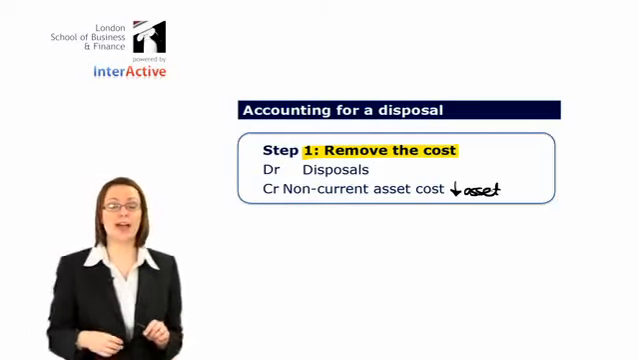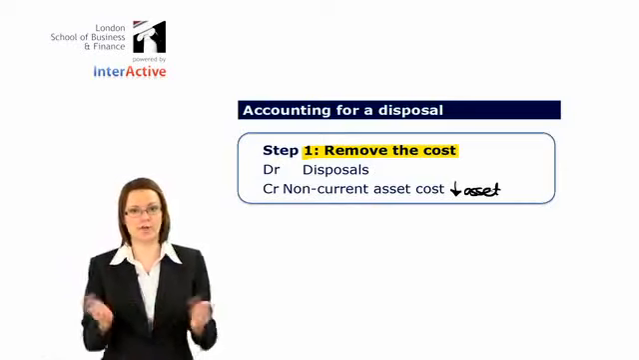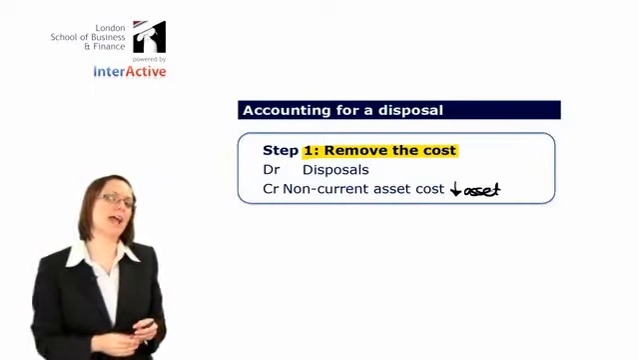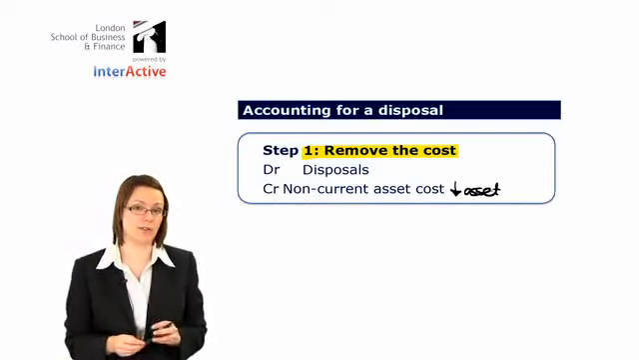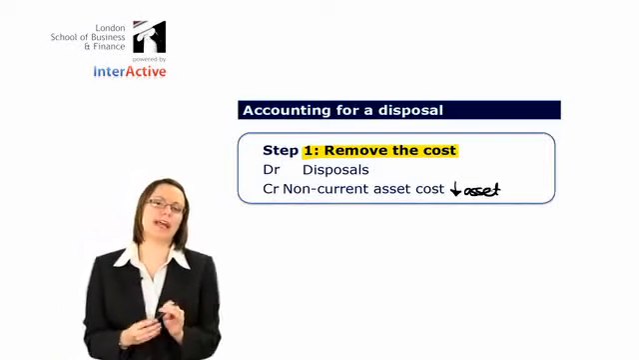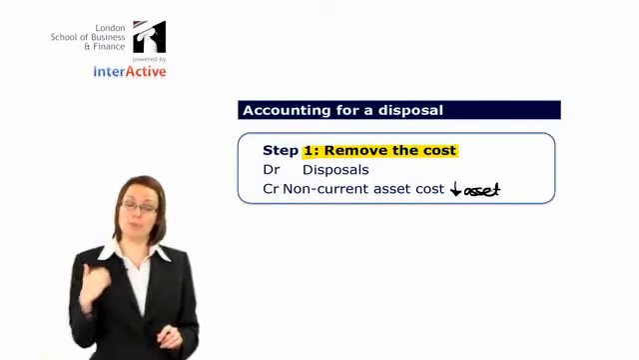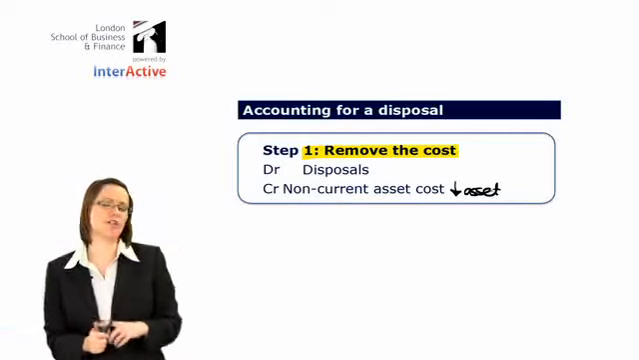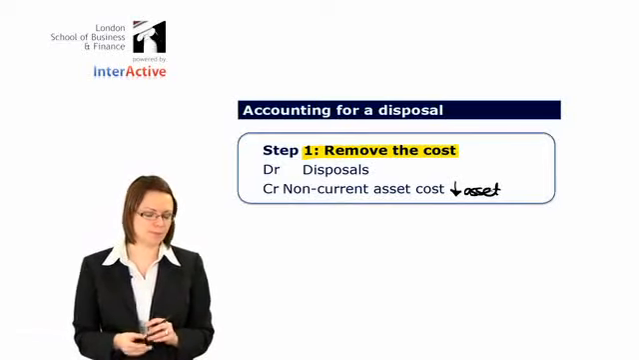Now, dual effect says that every debit must have an equal and opposite credit. So every transaction has that dual effect. So the debit entry will simply get put into the disposals T account, and that's just the opposite entry. So when you're learning this, just remember, remove the cost, credit non-current asset cost. The corresponding opposite entry will always be to disposals.